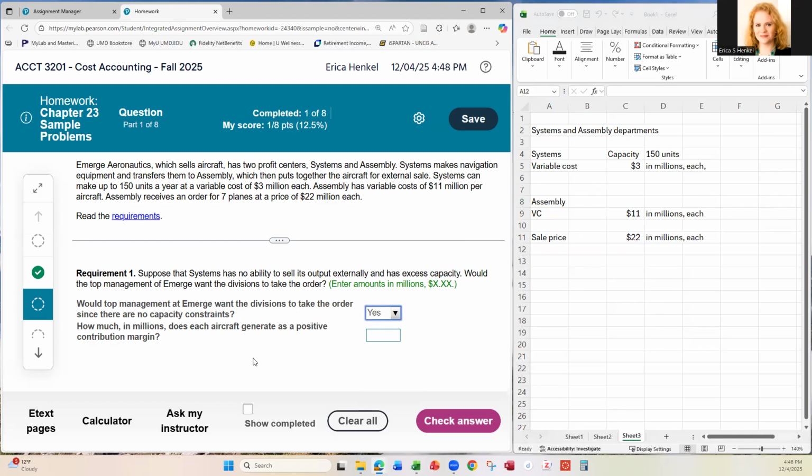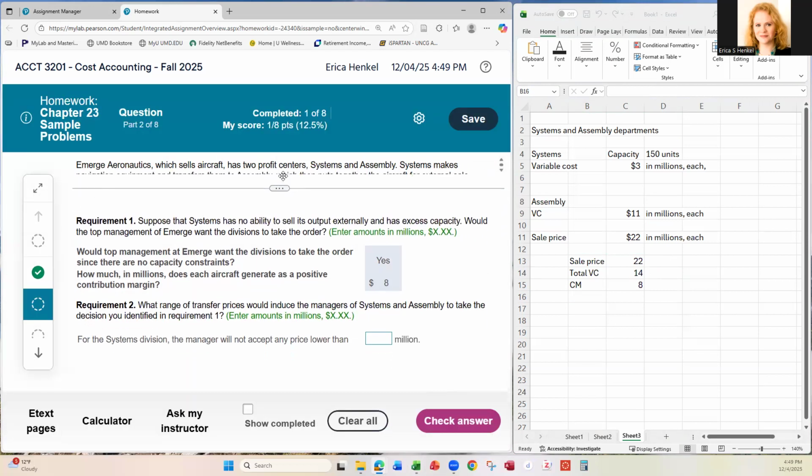And then how much does each aircraft generate as a positive contribution margin? Well, the total variable cost is equal to the 3 plus the 11, that's $14 million, and the sale price is 22, so the contribution margin is the difference between those two. 22 minus 14 gives us a contribution margin of 8 million. They said to enter each amount in millions, by the way.